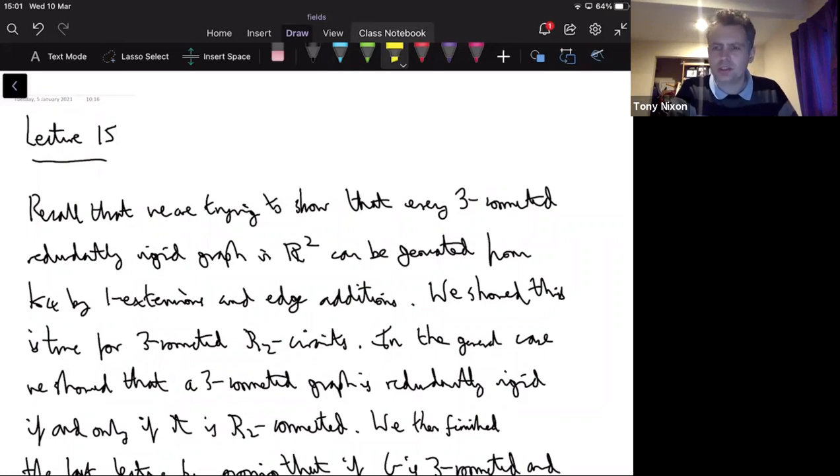What we're doing, we're still trying to understand generic global rigidity in two-dimensional space. In particular, we're looking at the sufficient conditions for global rigidity, which we know: free connectivity and redundant rigidity. And we're trying to show that every graph that has both those properties can be generated from the smallest such graph by this fundamental one extension operation and edge addition, so some sequence of these two operations.